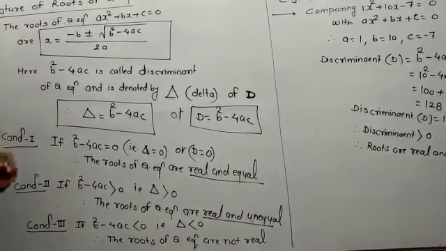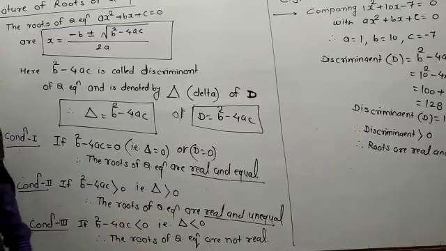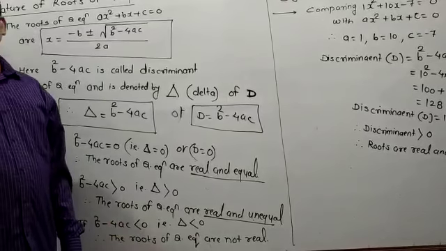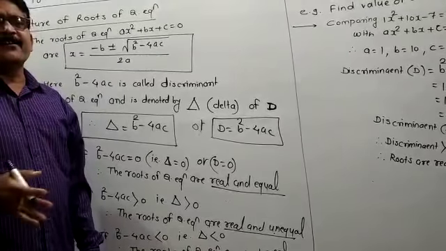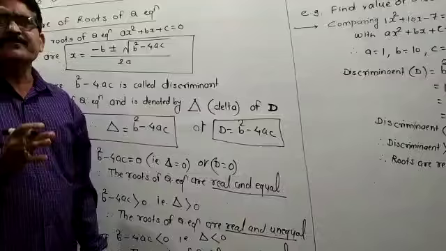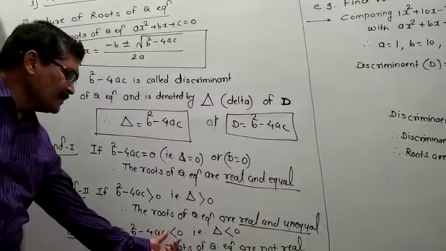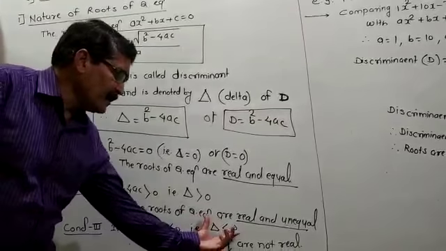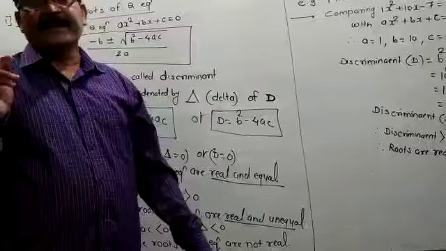And the third condition: if b square minus 4ac, the value of the discriminant, is less than 0, you know on the number line which are the values less than 0. So when b square minus 4ac is less than 0, that is, the discriminant is less than 0, the roots of the quadratic equation are not real.